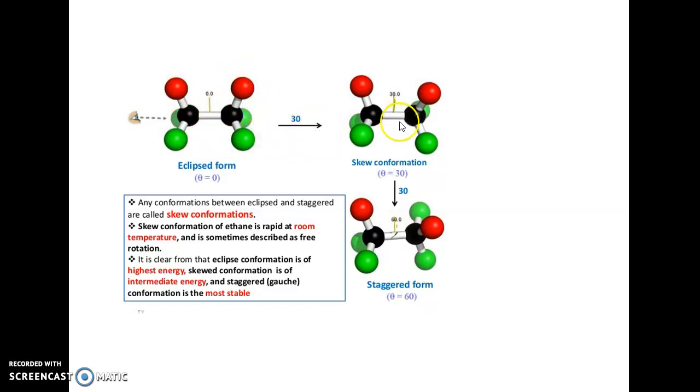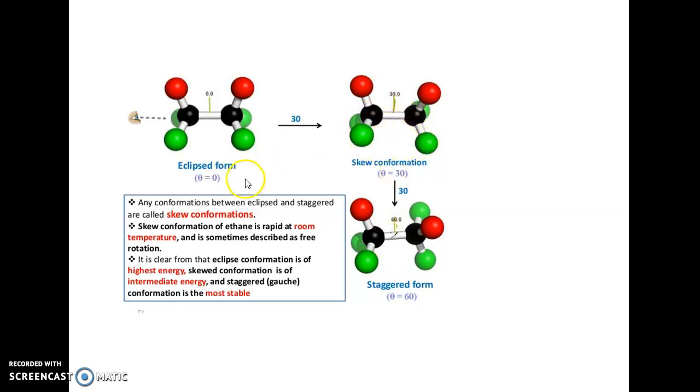and if it is rotated through 30 degrees, we get the intermediate. Usually if you rotate the eclipsed form, keeping the front fixed and rotating the back by 60 degrees, you get the staggered form, where theta, the dihedral angle, is 60 degrees. In between, if you rotate by 30 degrees, we get the intermediate of eclipsed and staggered form, which we call the skew form. It is the intermediate structure between the eclipsed form and the staggered form, which we call the skew conformation.